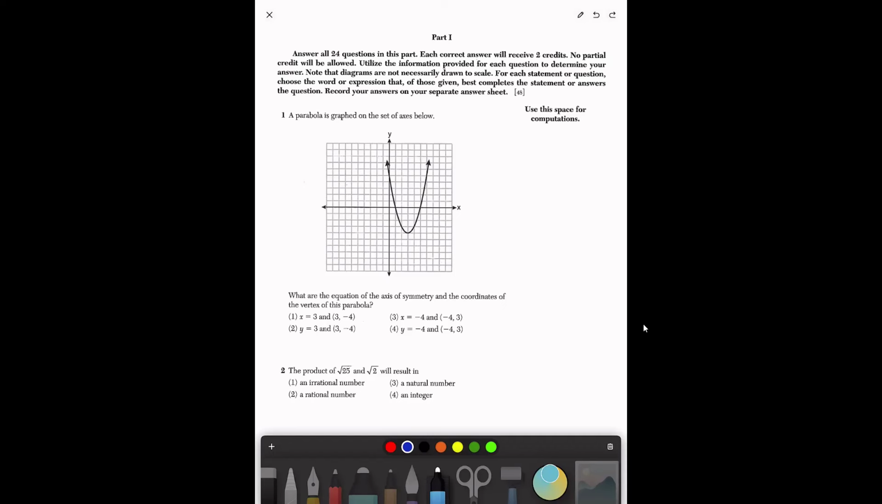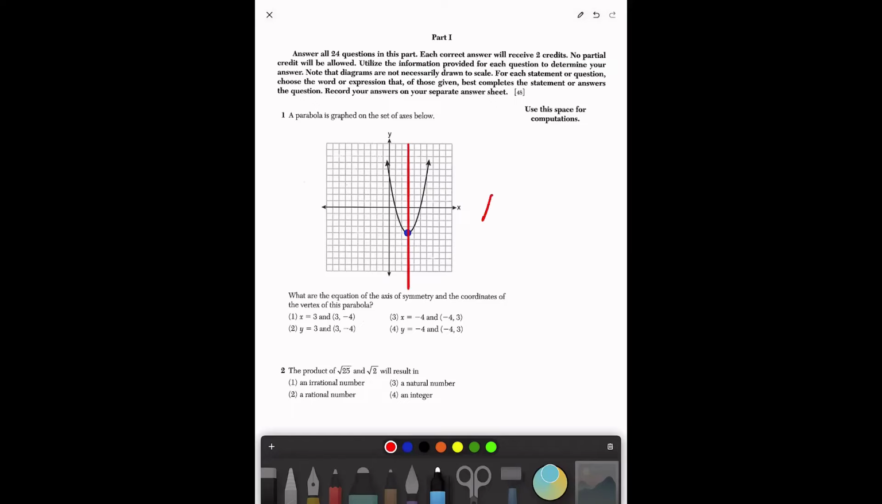All right, so I'm going to jump in. They've given us a graph. They tell us a parabola, and they want us to come up with the axis of symmetry and the coordinates of the vertex. Hopefully, you know coordinates of the vertex. It's the lowest point in this case. If it was inverted, it would be the highest point.